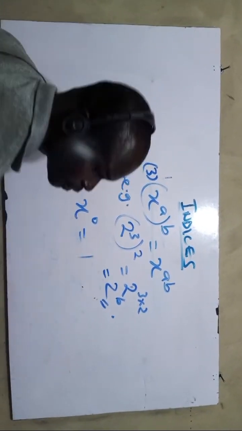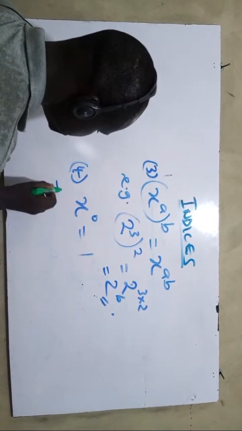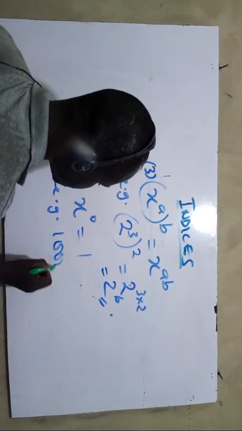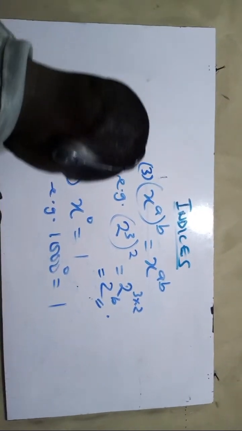Then the fourth law that we discussed is that if you have x raised to power 0, it is equal to 1. That is, anything raised to power 0 is 1. For example, 1000 raised to power 0 is 1. So anything raised to power 0 is 1.